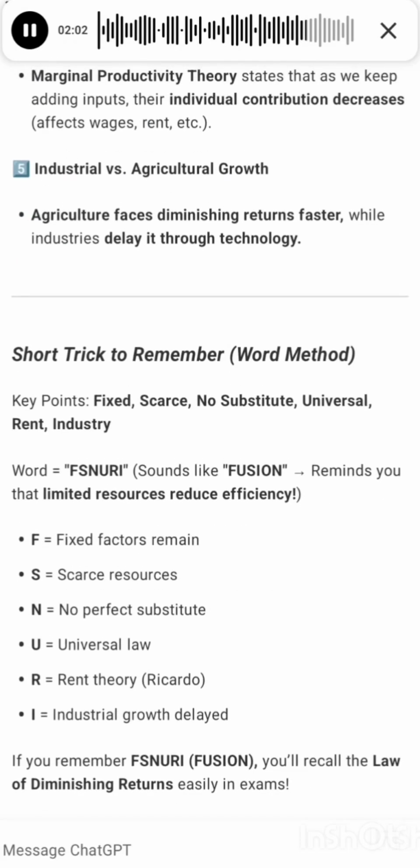Short trick to remember. Key points: fixed, scarce, no substitute, universal, rent, industry. Word FSN URI, sounds like fusion, reminds you that limited resources reduce efficiency. F, fixed factors remain; S, scarce resources; N equals no perfect substitute; U, universal law; R, rent theory, Ricardo; I, industrial growth delayed. If you remember FSN URI, fusion, you'll recall the law of diminishing returns easily in exams.